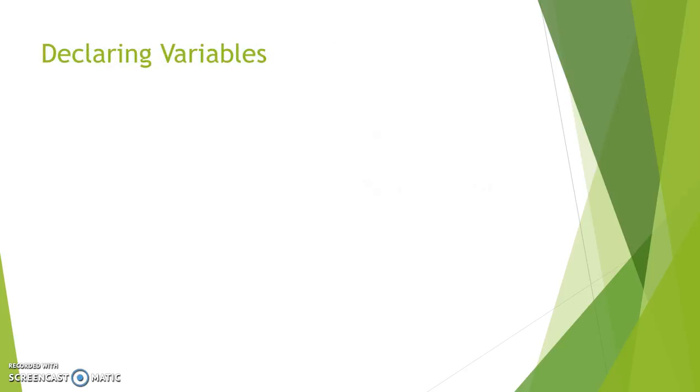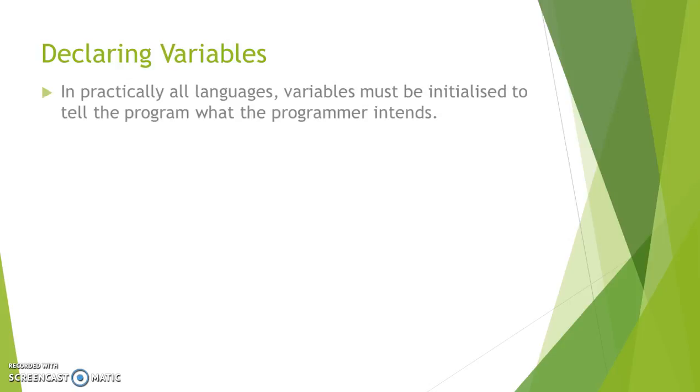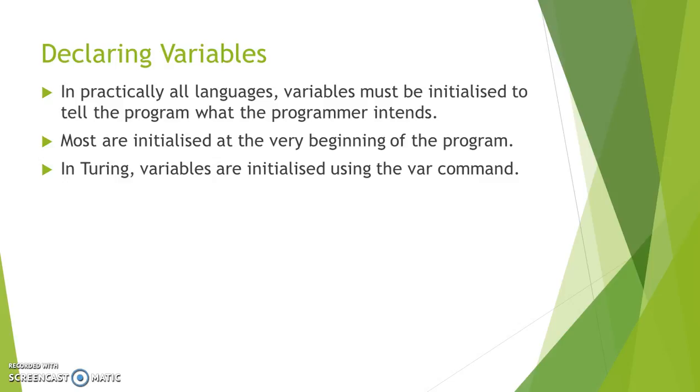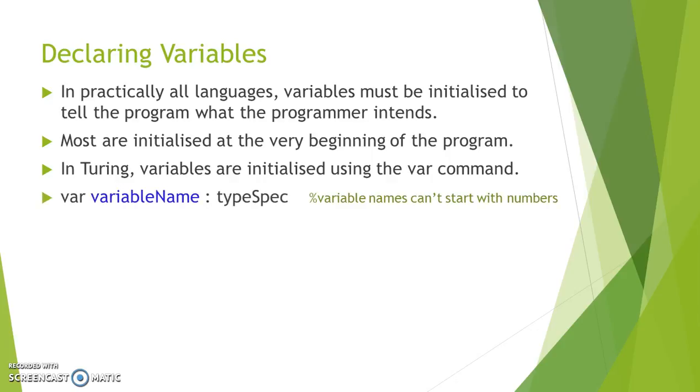Okay, so again, to avoid confusion, in every programming language we have to declare variables. Variables have to be initialized to tell the program what the programmer intends to use them for. The most common approach to this is to initialize variables at the beginning of a program. This is not strictly necessary, and there may be times when you'll decide that it's not appropriate to do that. But for the most part, people will declare all their variables up front. The var command is how Turing does this, and the syntax looks roughly like this.